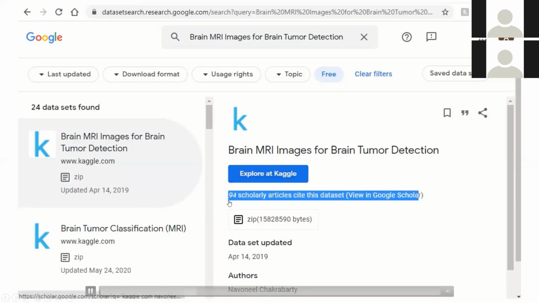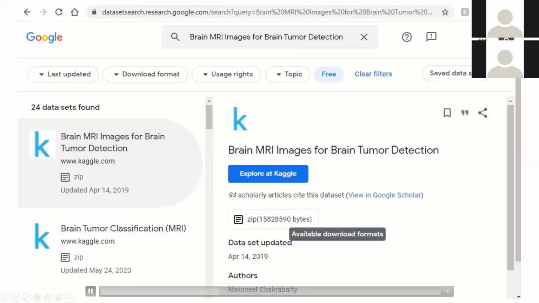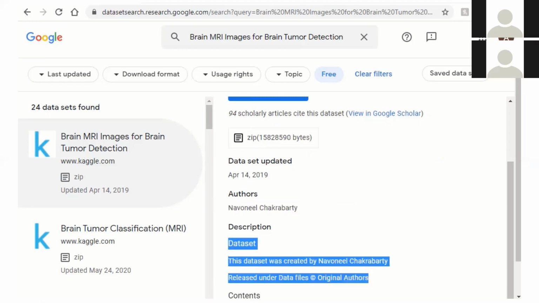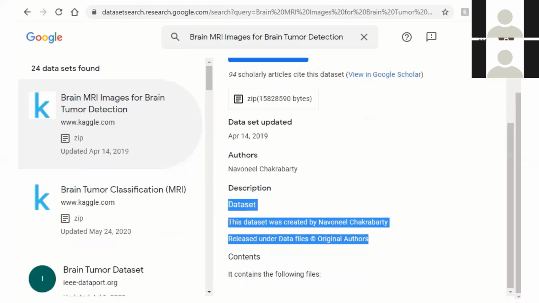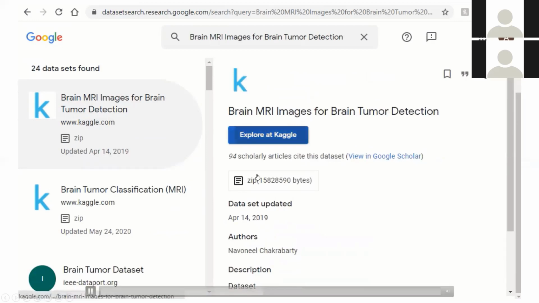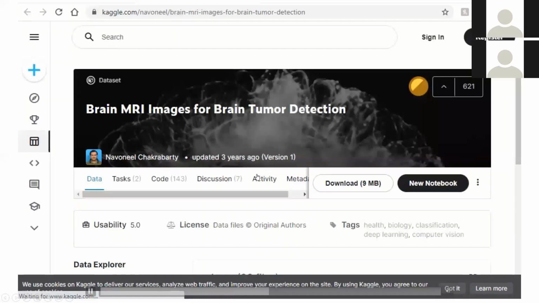Also, another thing you can see here, which is highlighted at the moment, is that there are 94 scholarly articles citing this dataset. So it basically is an indication of authenticity and quality of the dataset. Also, you can find some information about the authors, license, and description. So if you want to go to the website of the dataset, you can see it there as well on the Kaggle website.